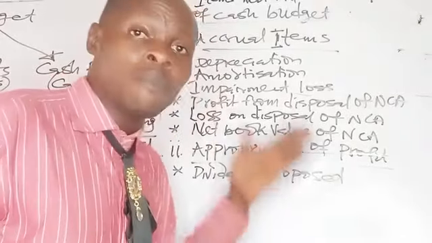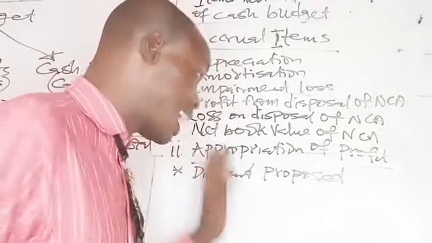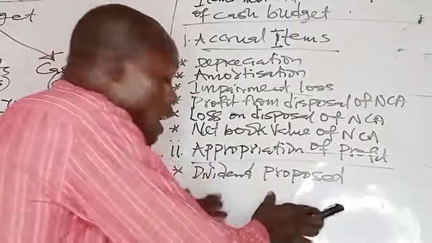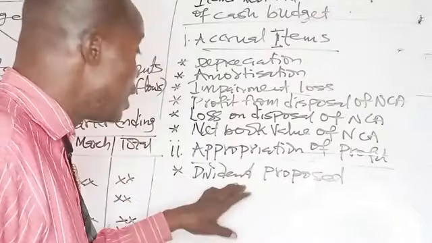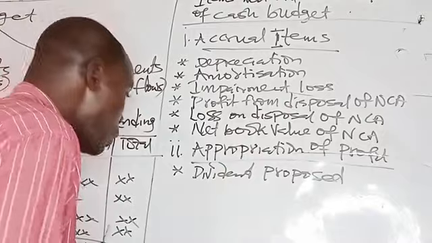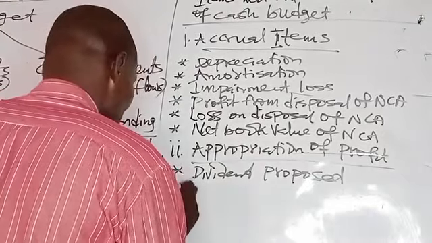Therefore, dividend paid will be recorded in the cash budget. But dividend proposed, this hasn't involved the flows of cash. Therefore, it should not form part of the cash budget. We don't record dividend proposed into the cash budget.